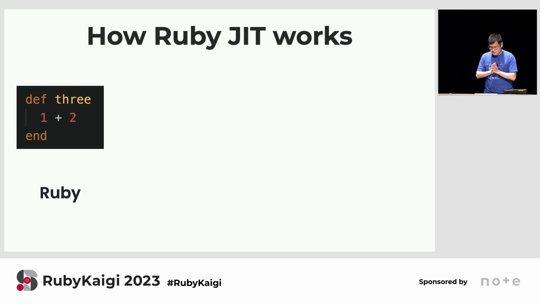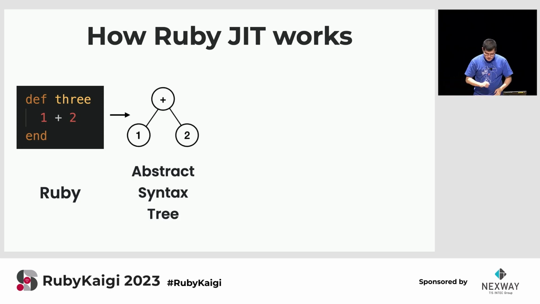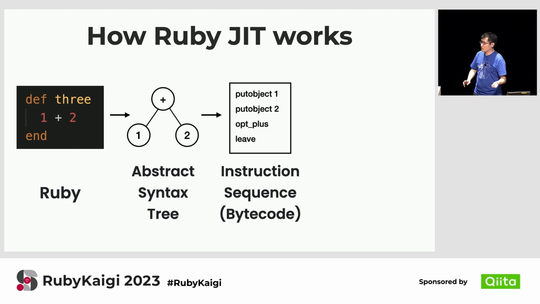And so basically, how Ruby JIT works is something like this. If you have a method like this, this just calculates 3 and returns 3. Internally, the Ruby interpreter compiles the Ruby code into a tree like this. And instead of walking the tree, the Ruby interpreter also internally compiles the tree into a sequence of operations that are specific to the Ruby virtual machine.